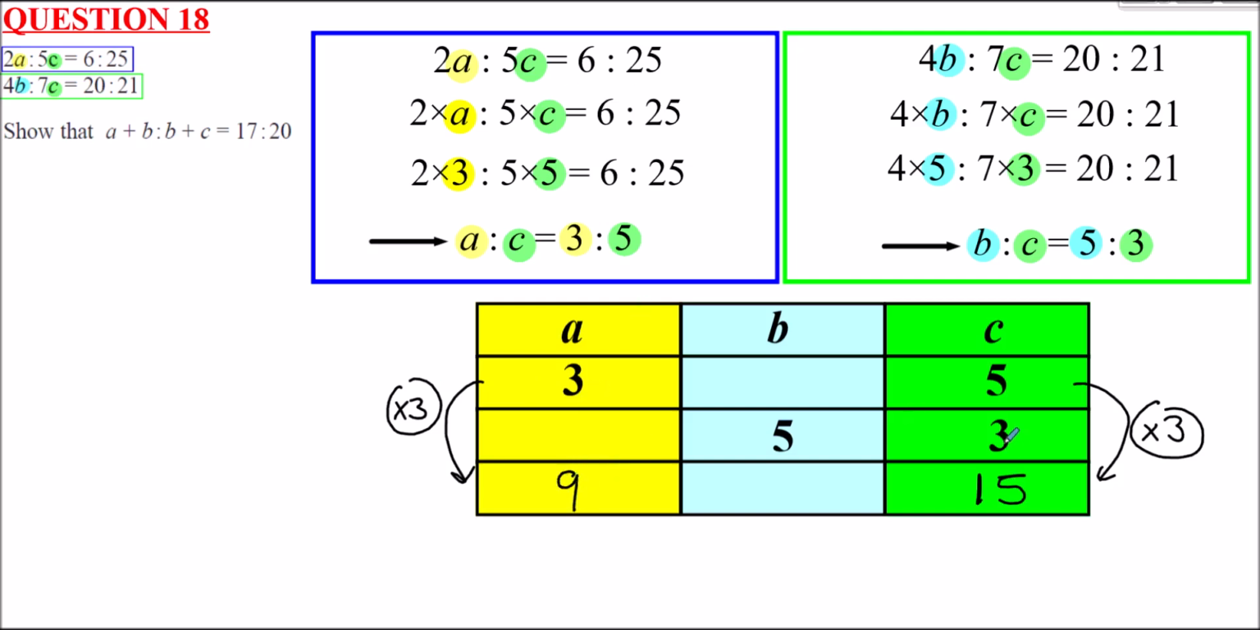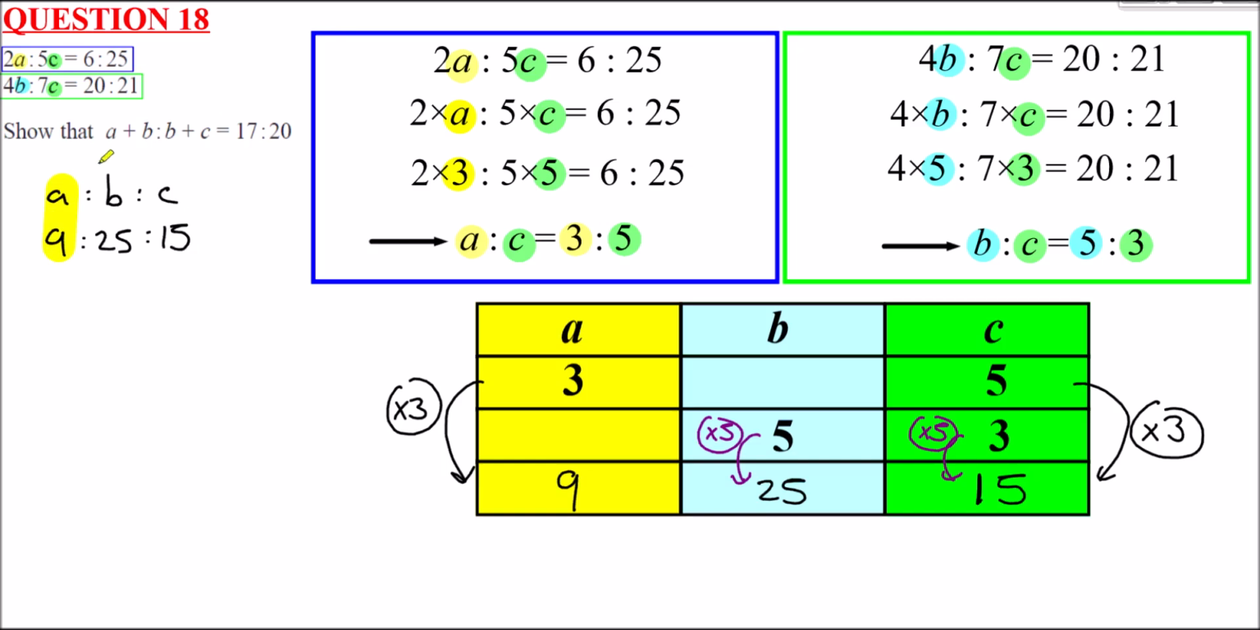And for the middle line, to go from 3 to 15, I would have had to multiply by 5. Because 3 times 5 gives 15. So in the same way, if I do this for the b on this row as well, 5 times 5 is 25. So therefore, I've got the ratio of a to b to c is 9 to 25 to 15.